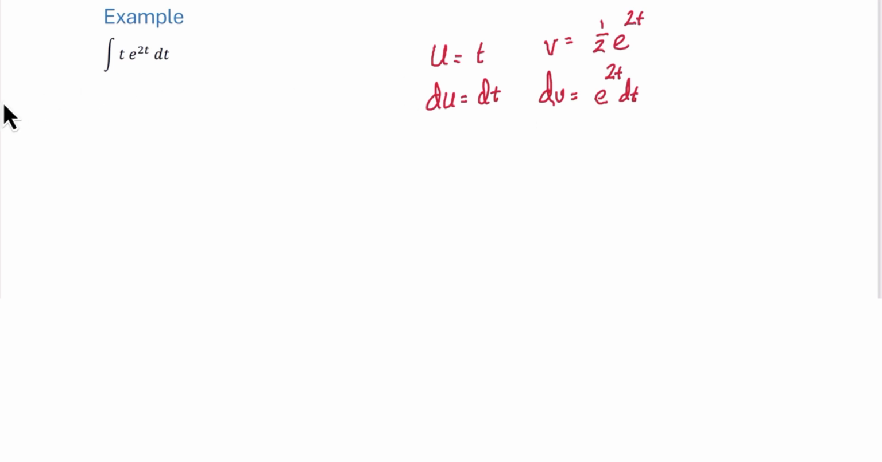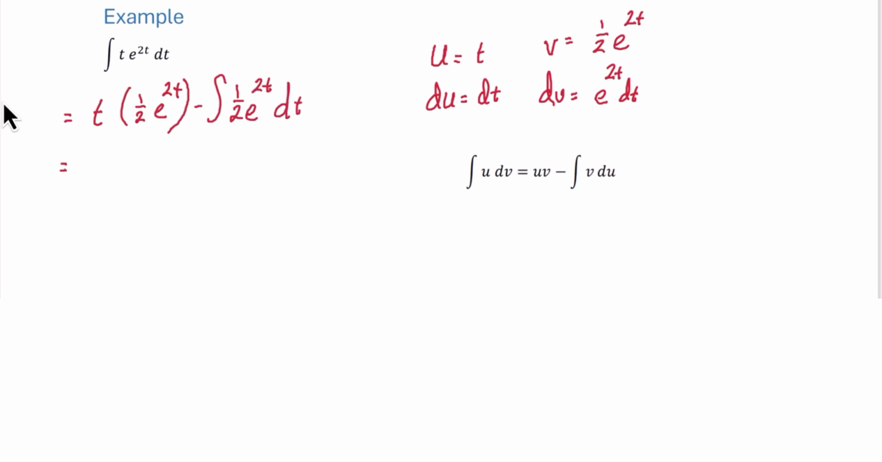Now we can rewrite the original integral using parts. As a reminder, here's the formula. u is t. v we found to be 1/2 e to the 2t, minus the integral of v, which we found to be 1/2 e to the 2t, du, which we found to be dt. We can rearrange that first term a little bit.